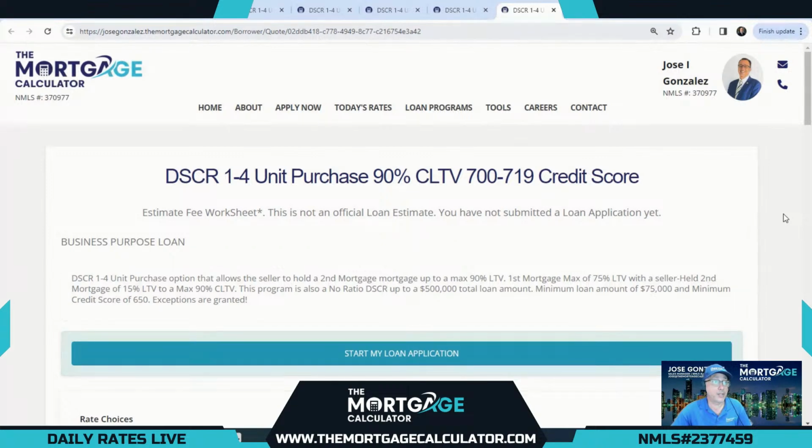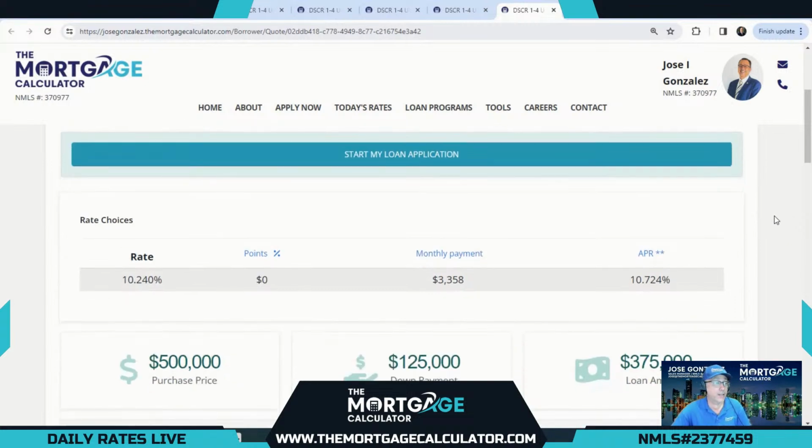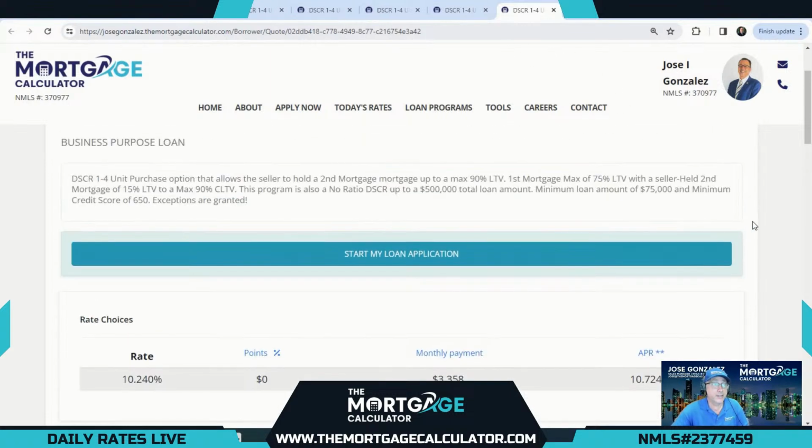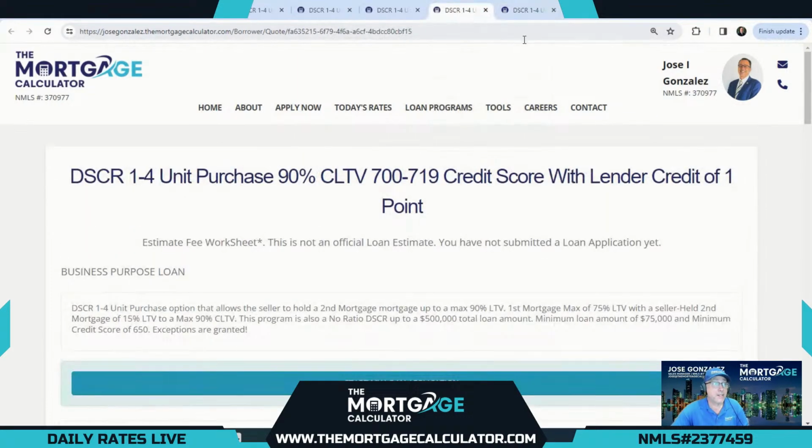So now showing you a different quote option, different rate option at a 700 to a 719 credit score, just to give you a little bit of context. Our points, again, no loan discount. This is the par rate. But now my interest rate increases by 0.5%. Remember, it was 9.74 at par with the 760 plus credit score. Here at the 700 to 719 credit score, it's 10.24% for our 700 to 719 credit score.